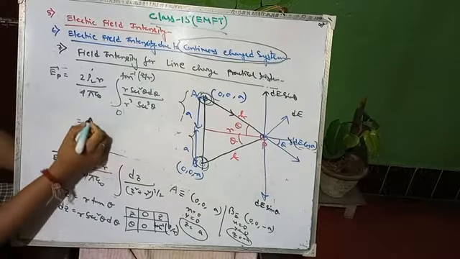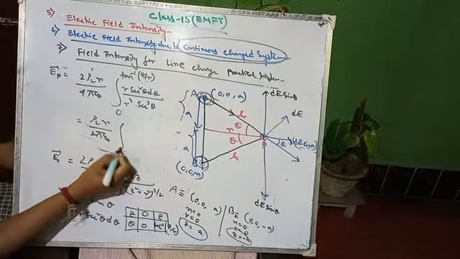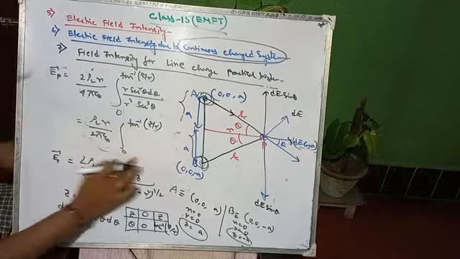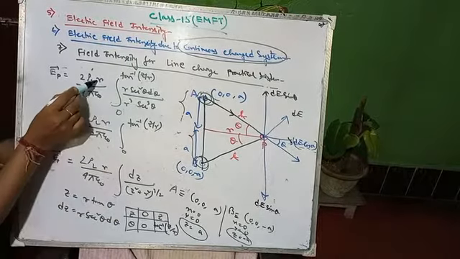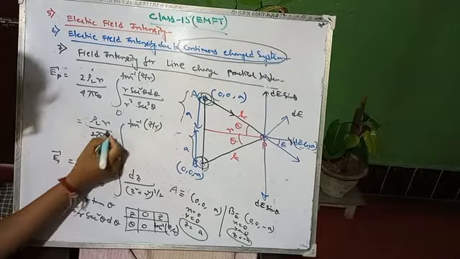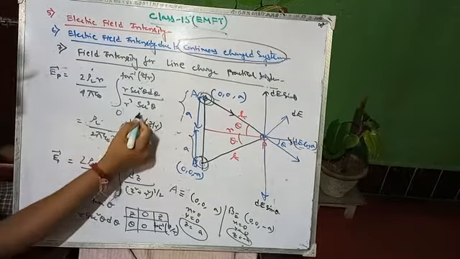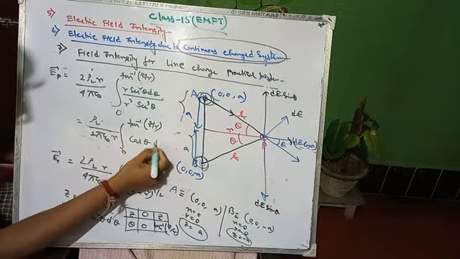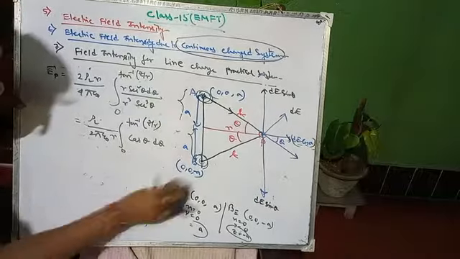Okay, so what will be the ultimate value? Rho l by 2 pi epsilon naught r, and the limit is 0 to tan inverse z by r. One r cancels out, and there is another r, so ultimately only one r over here. So sec square by sec cube, that is 1 by sec, that is cos theta d theta.